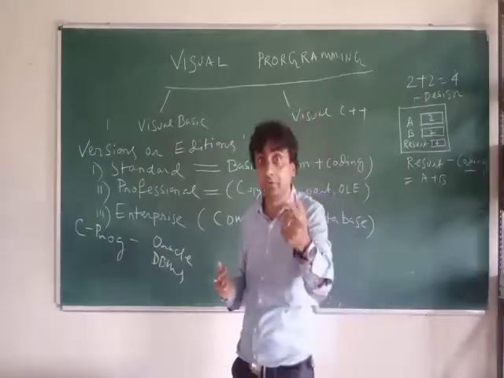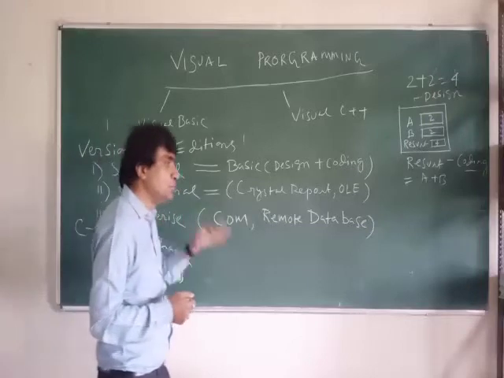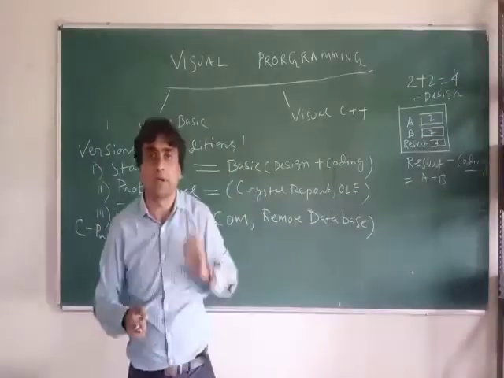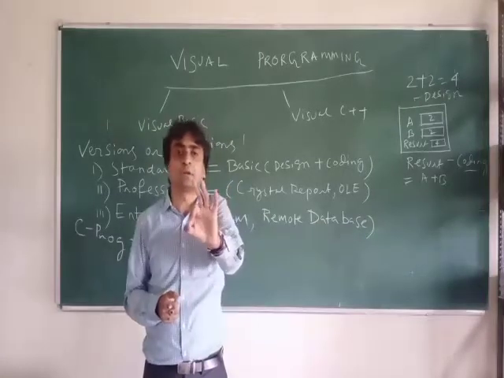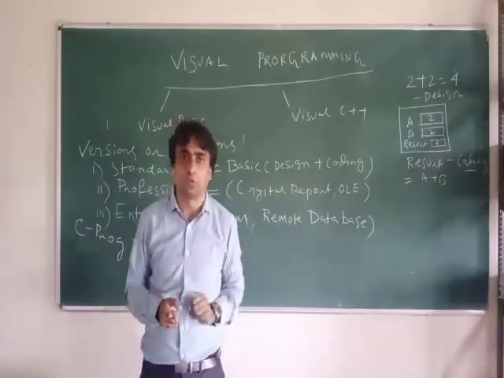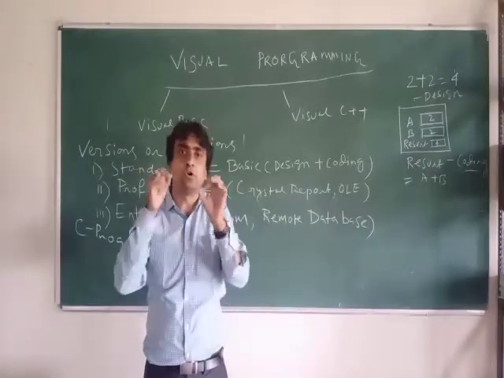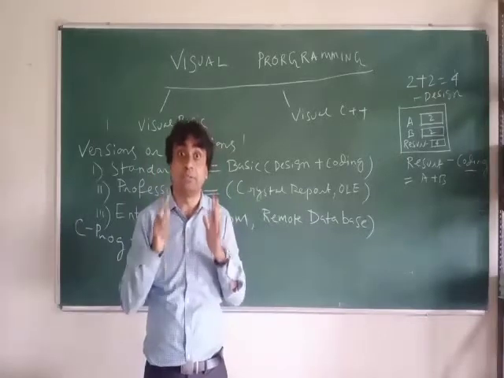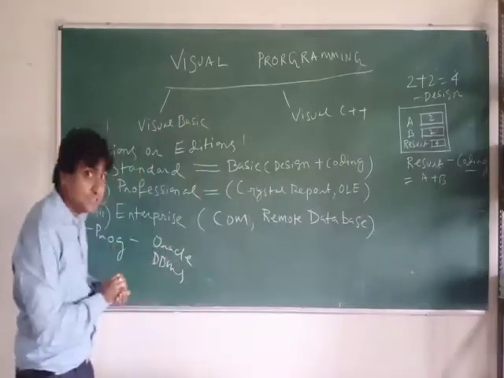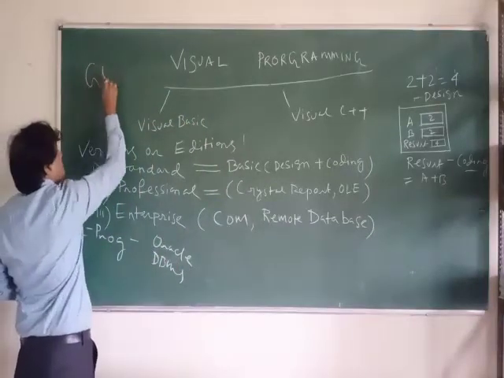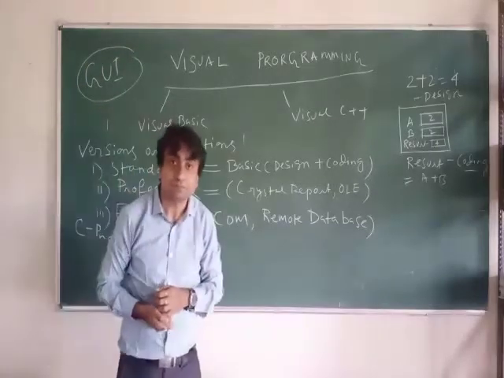As I told you, you are using a mobile, there are many icons, whether Facebook icon, Twitter icon, or WhatsApp icon. What are those icons? Those icons are nothing but pictures which are visible for you. If you click on that icon, it will open and you can do your purpose. That's why visibility is very, very important. So visual refers to nothing but GUI, graphical user interface.